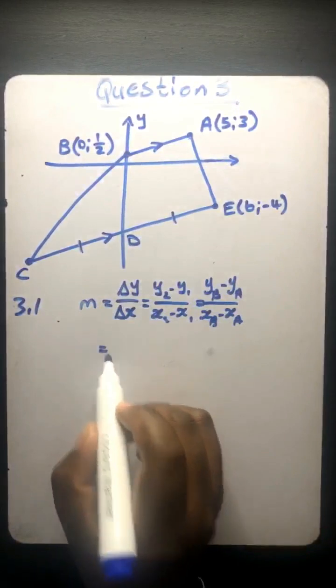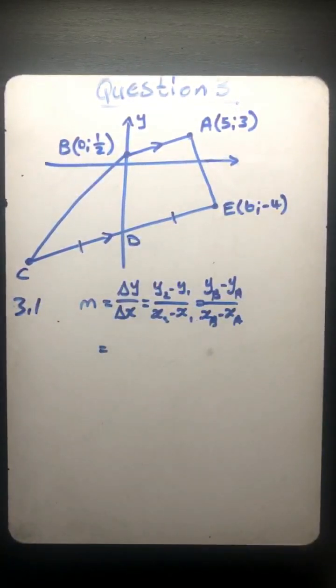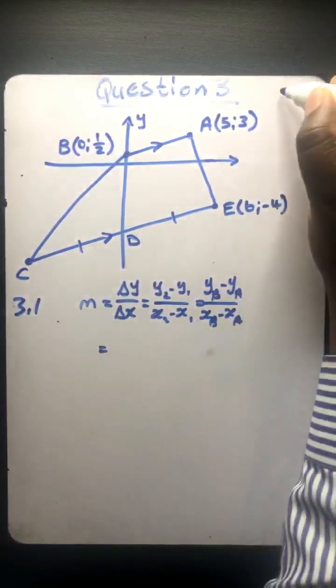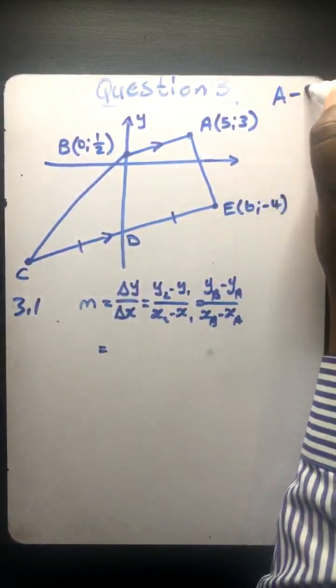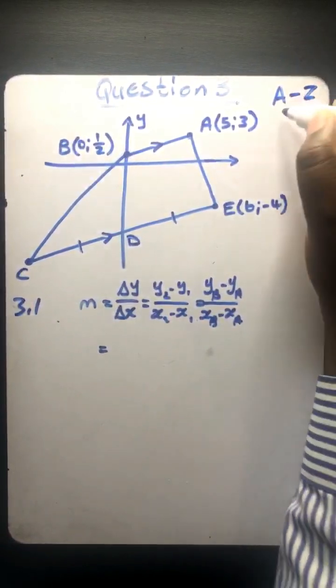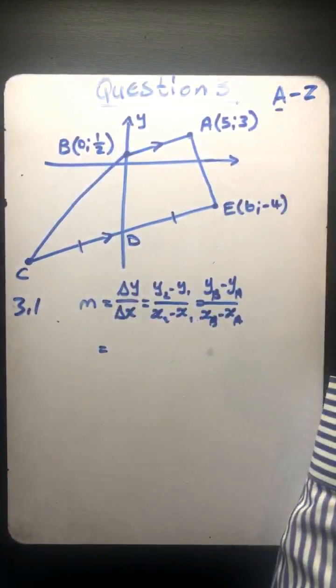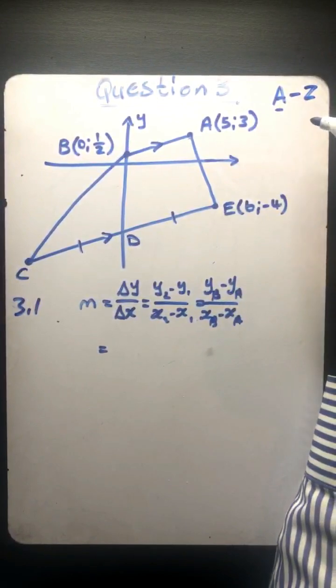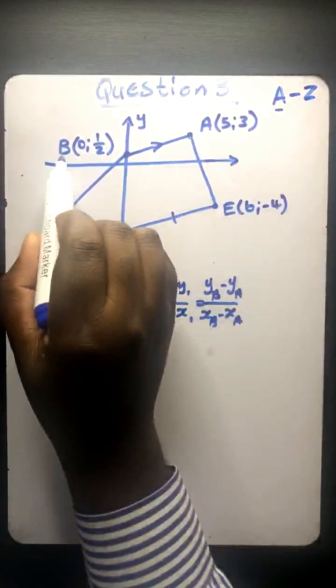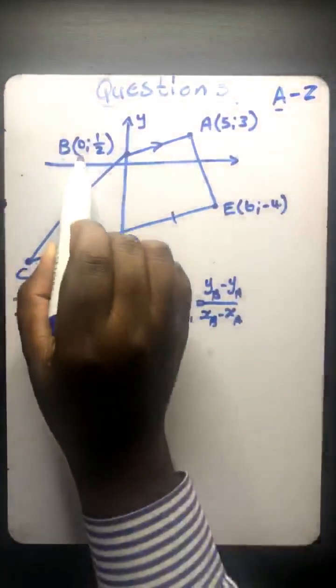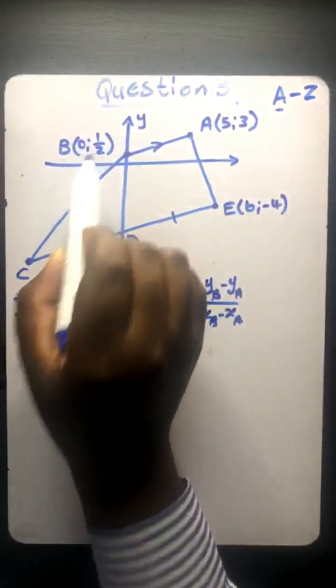Then what you do is just substitute. Sometimes one might wonder how to choose y2, y1, x2, x1. I used to say alphabetically you start with A all the way up to Z. The letter that comes first is your x1, y1. The letter that comes second is your x2, y2, meaning B comes second. So this is going to be my x2, y2.